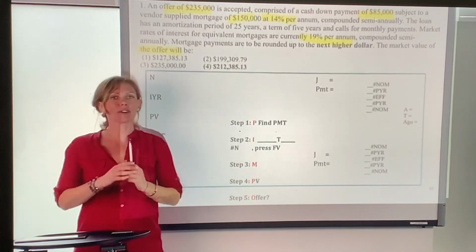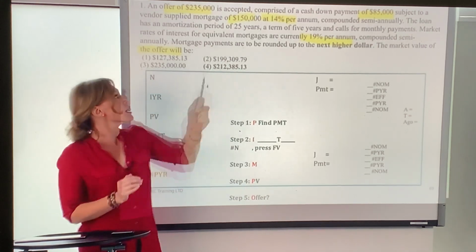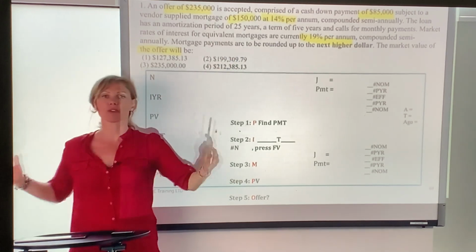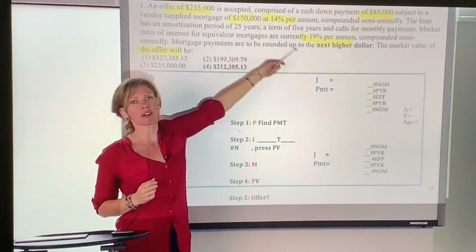85,000, yes. If I give you cash right now of 85,000, of course it's going to be worth 85,000 because that's how much you have in your pocket. But that 150 will be held for 25 years. So that means that seller is not going to see this 150 over 25 years. And it's going to be worth less at the end. Why? Because he's given a lower rate to the banks. That's to keep it simple.